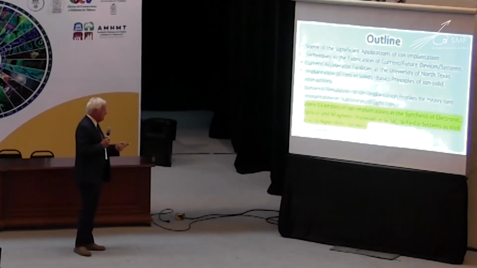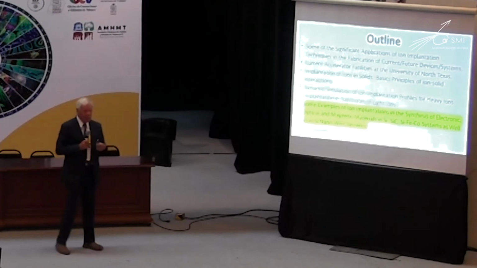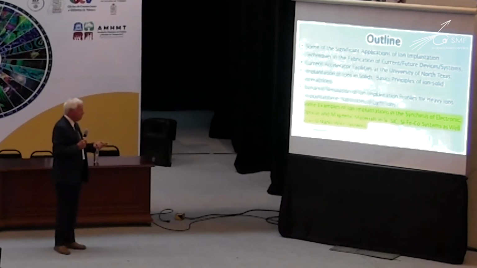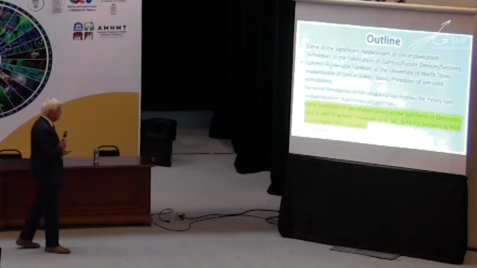So these simulations help us determine how we want to make these materials. Now I'm going to talk about some examples of ion implantation in the synthesis of electronic, optical, and magnetic materials. And I'm specifically going to talk about silicon again, silicon carbide, silicon iron cobalt, as well as a little bit about nanowires. Next slide.